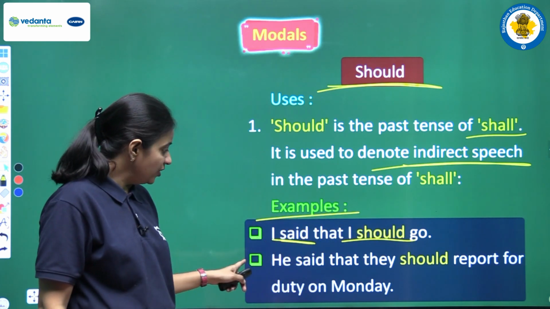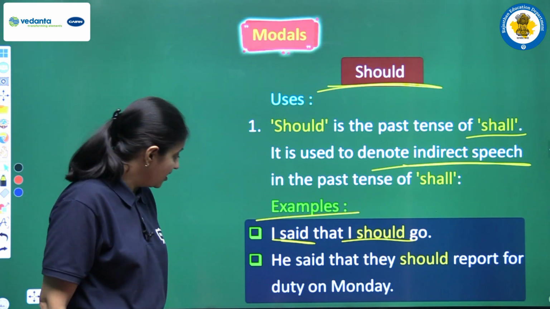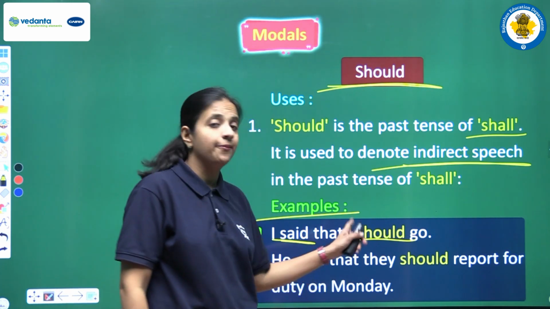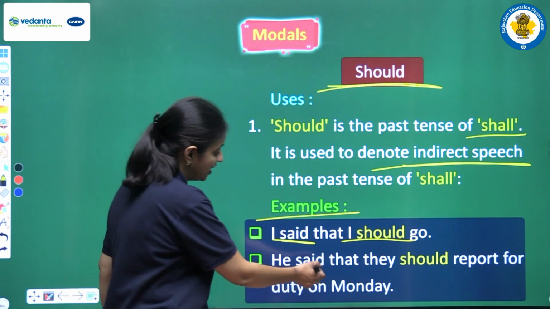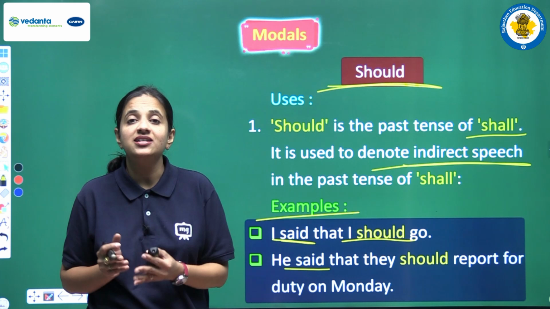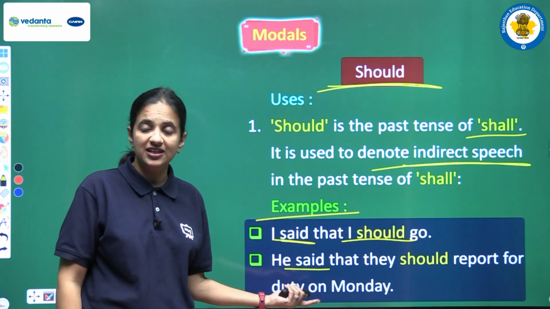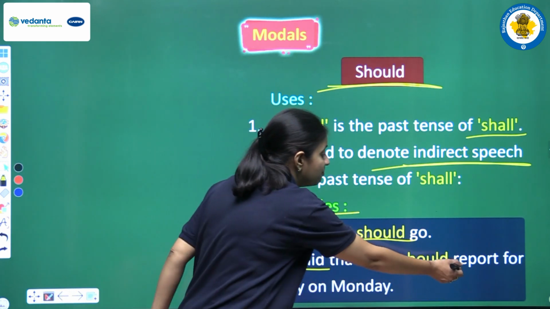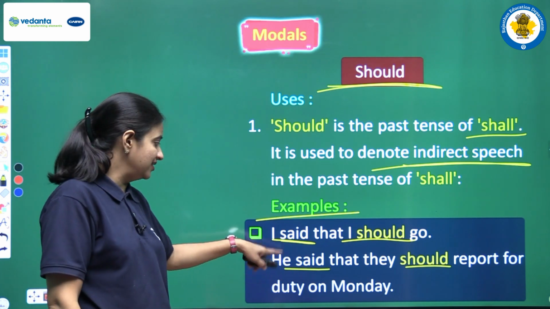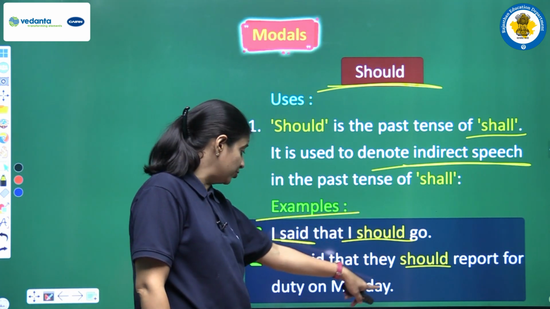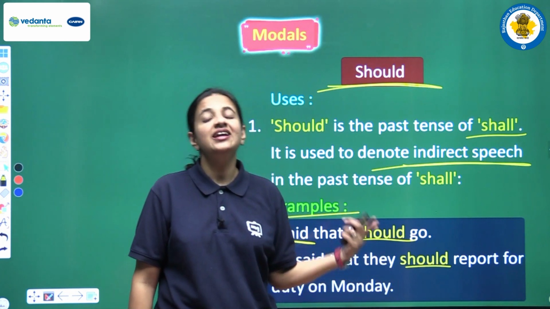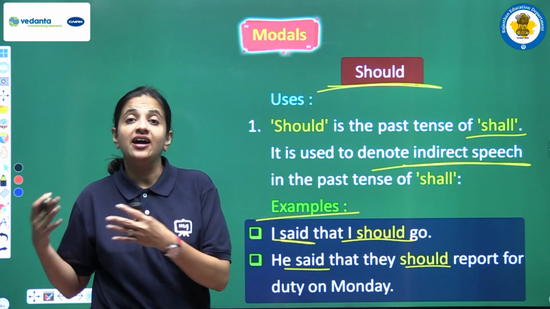Similarly, we have one more example here: He said that they should report for duty on Monday. Again in this sentence we have said, that is the second form of the verb. So again we have past tense, we have past form here, and this is the reason we write should, and the sentence that we have here is: He said that they should report for duty on Monday. Both these examples are examples of indirect speech.